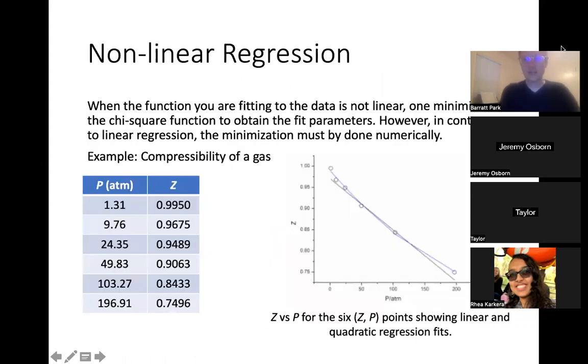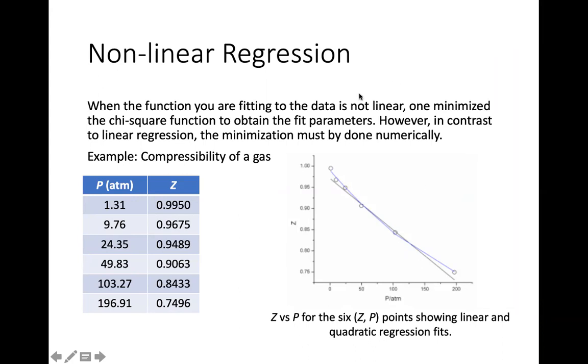Let's consider the same problem that we've been talking about, which involves a measurement on the compressibility factor, Z, of a real gas. We're going to consider the same data set that we looked at before, but this time we're going to extend the data set to higher pressures.